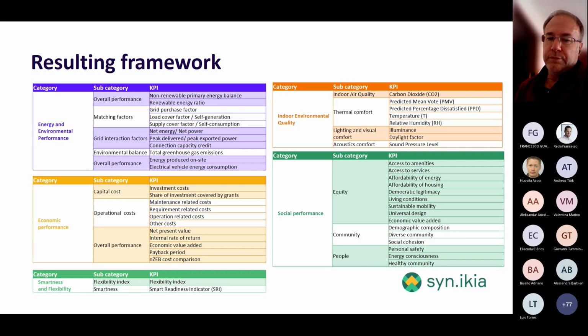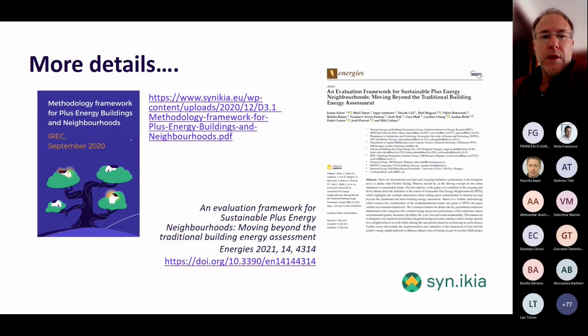And also, you see this green category is about the social performance, and there we have a set of indicators related with equity, trying to highlight also the community aspects and aspects related with people themselves, such as safety, energy consciousness, or aspects related with the health of the inhabitants in our neighborhoods.